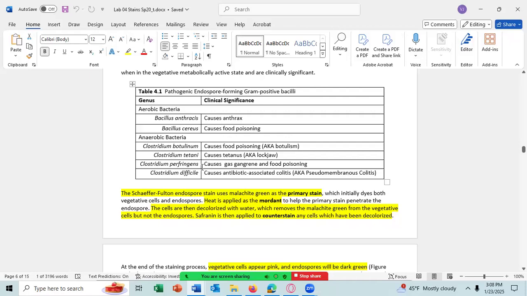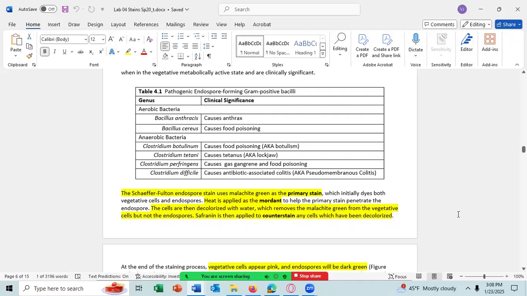Clostridium perfringens, which causes gas gangrene and food poisoning, and Clostridium difficile, which causes antibiotic-associated colitis or pseudomembranous colitis, when the patient gets diarrhea. And because this has an endospore, if you treat them one time with antibiotics, frequently the patient will get Clostridium difficile, survive in the antibiotics, and the diarrhea will come back on them. Any question about any of that?